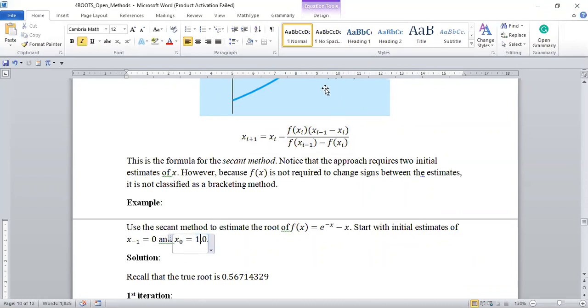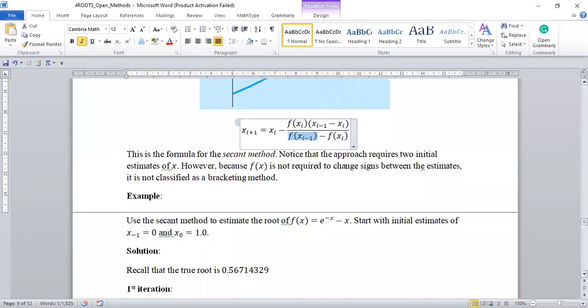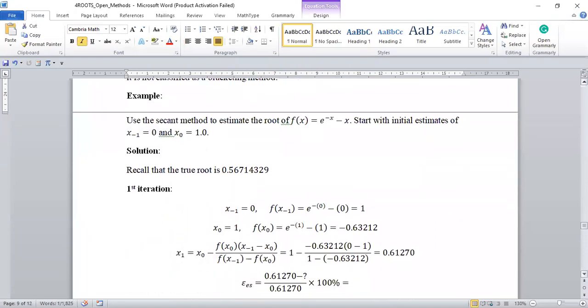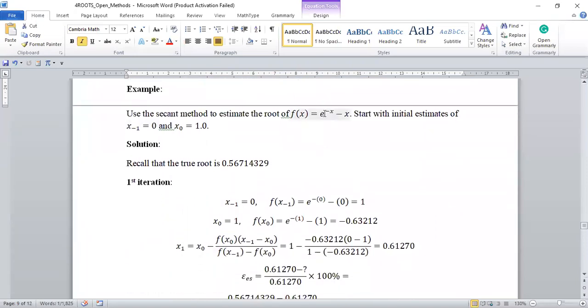So that's the secant method. Like I said, the secant method is the same thing as the Newton-Raphson method. It's just that you don't need to calculate the first derivative. And the implication of that is that you need two estimates now. You need to evaluate the function at this value, then you need to evaluate the function at this value. So we are going to use the secant method in order to estimate the root of this function.